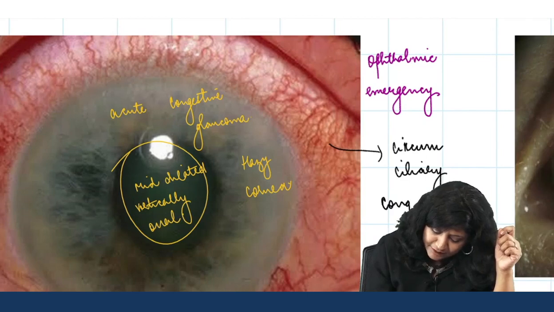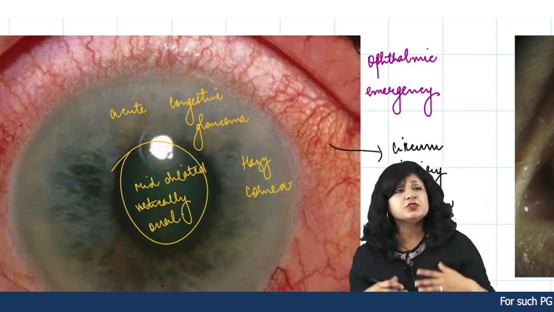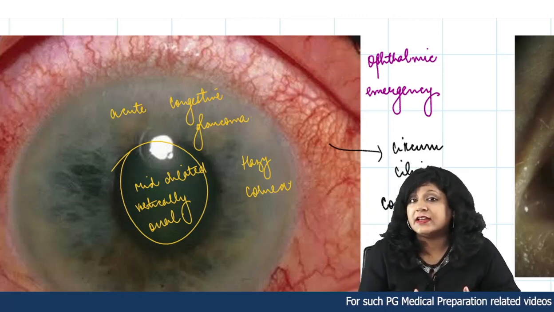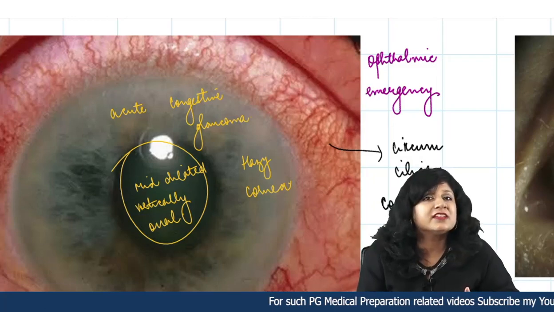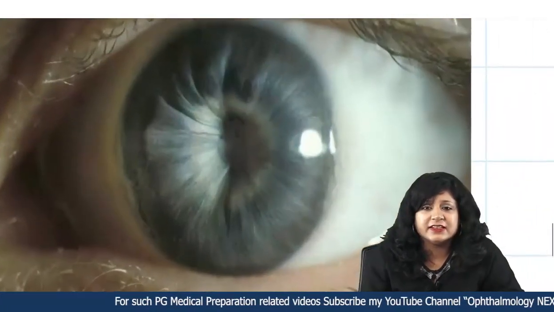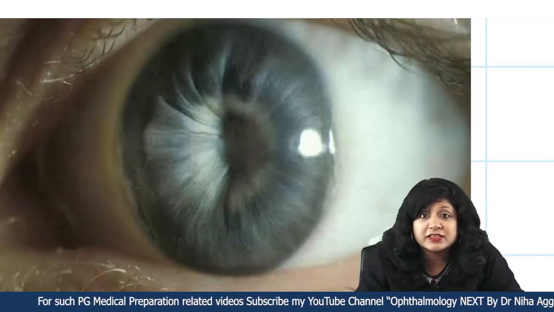We also have very evident circumciliary congestion. So when all these things are there, there is something which is actually directing us towards giving this opening. And what is that? See that. Can you recall this figure?